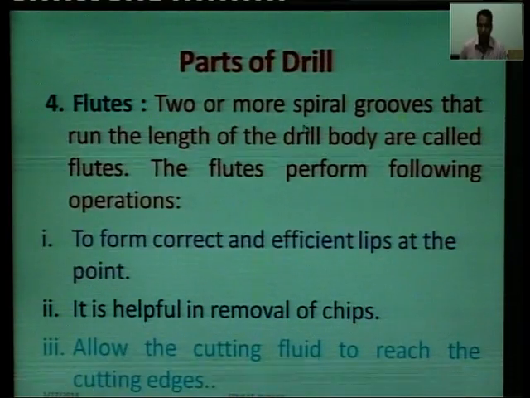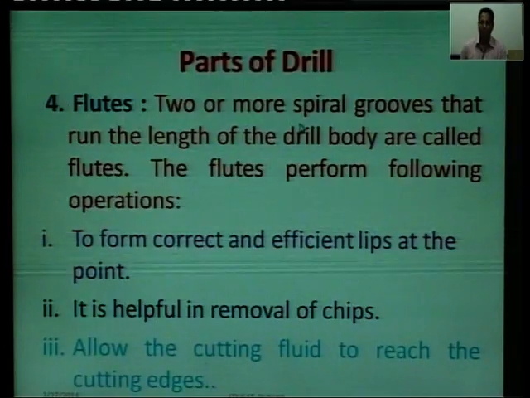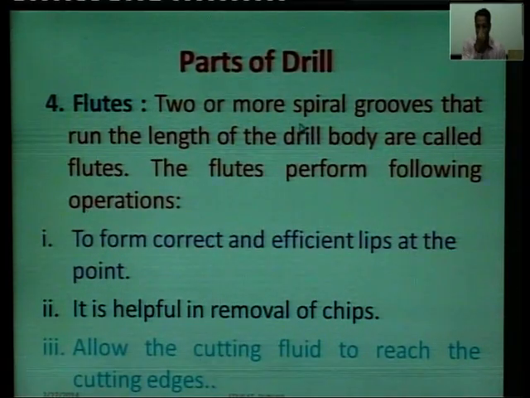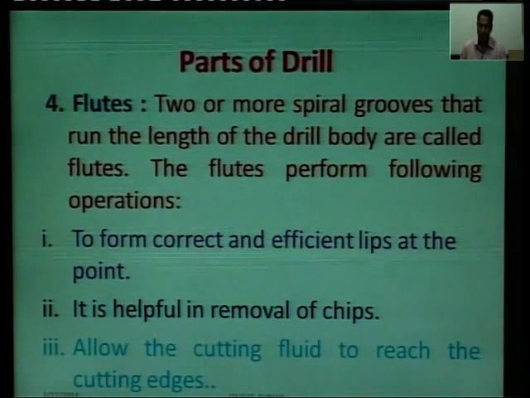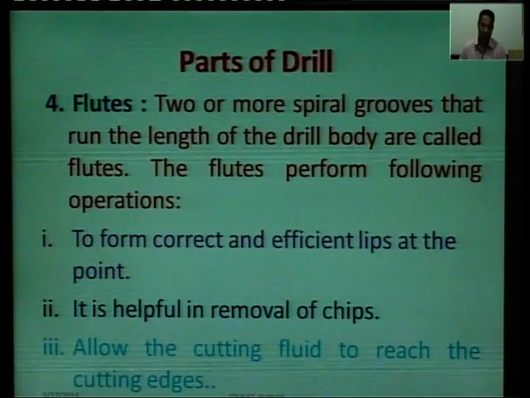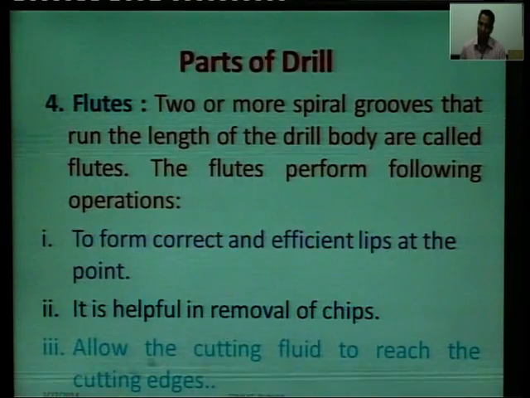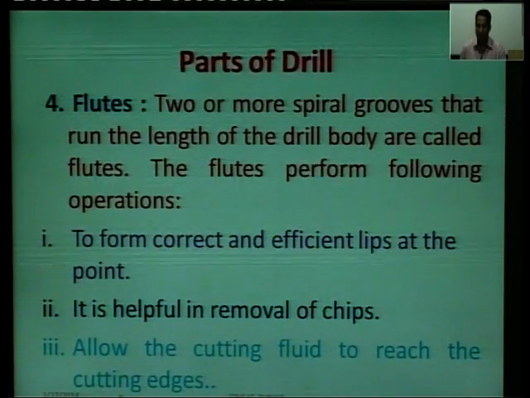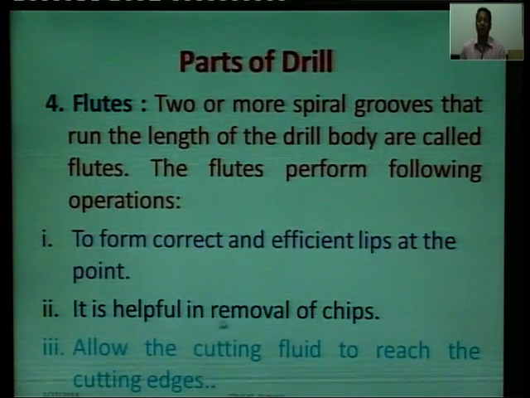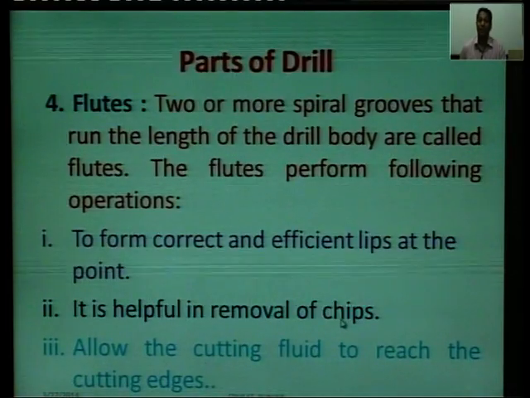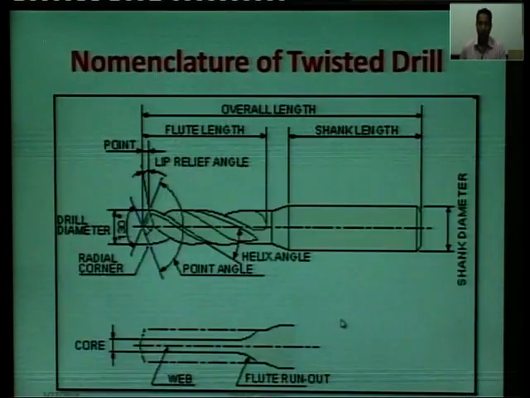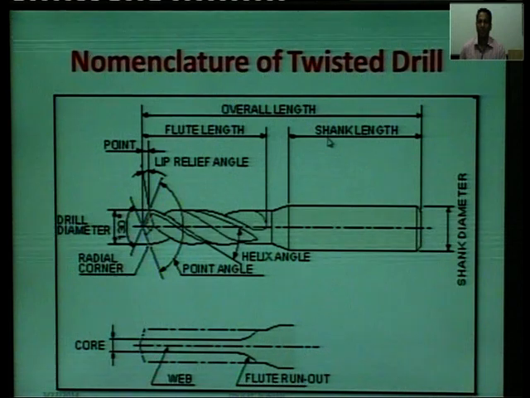Another part is the flutes. Flutes are two or more spiral grooves that run the length of the drill, and if they are twisted, they are called twisted flutes. The purpose of the flute was already discussed: it allows the cutting fluid to reach the cutting edge, and it is helpful in removal of the chips from the tip of the drill. So this is the nomenclature of the twist drill.